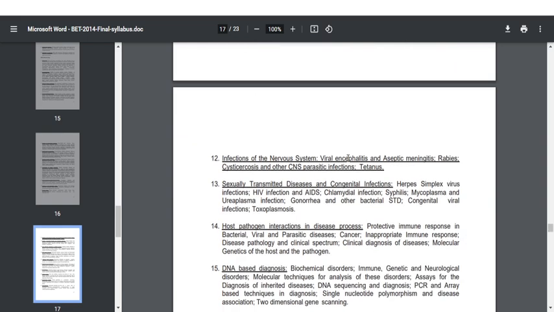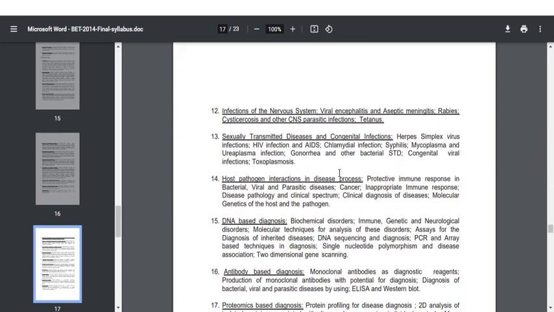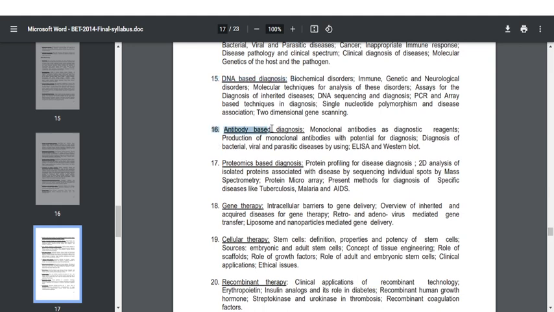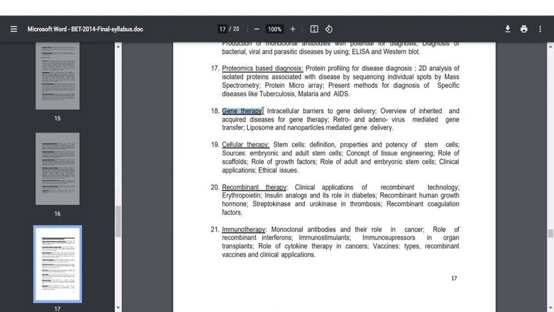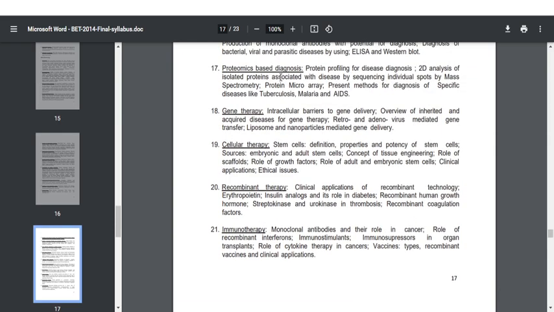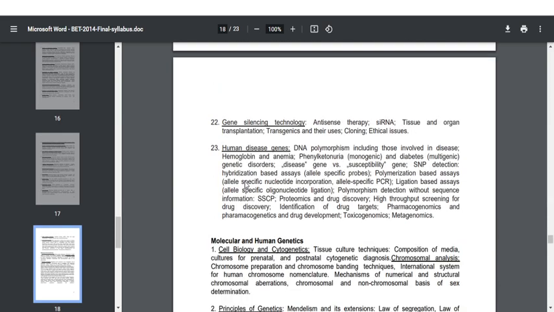Again, don't leave any diseases. It's very important. No need to study host pathogen interaction, no need to study DNA based diagnosis, but study antibody based diagnosis. That's much more important. So don't leave the 16th section. Next, gene therapy is important, recombinant therapy is important, immunotherapy is important. So don't leave gene therapy, recombinant therapy, and immunotherapy.